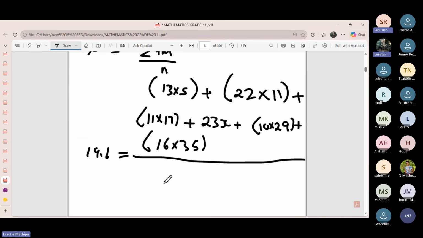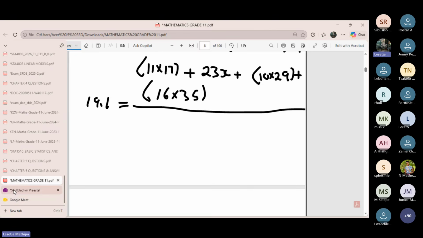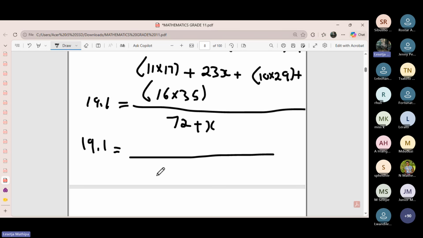When you add them on your calculator, what do you get? 72 plus x. So 19.1 is equal to this whole sum divided by 72 plus x.